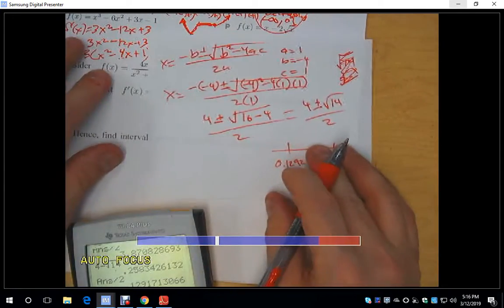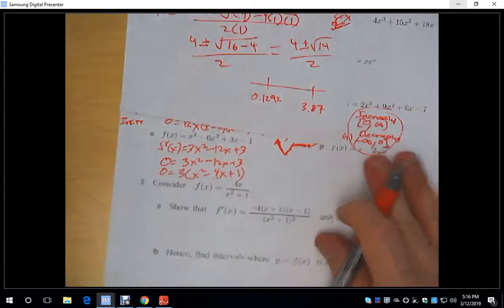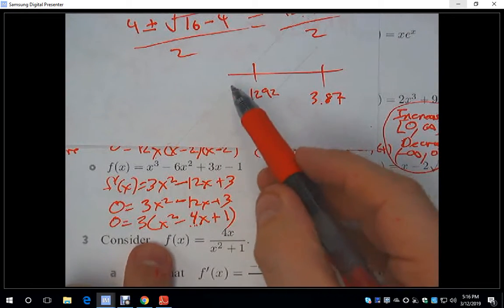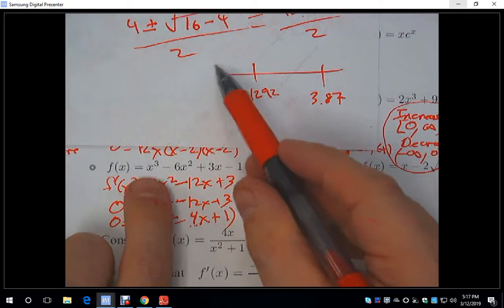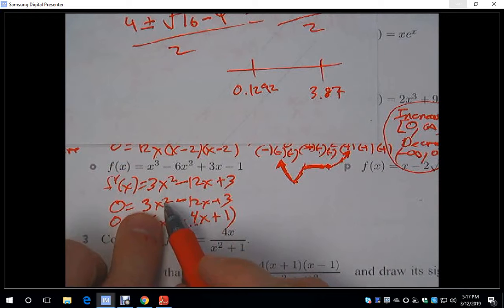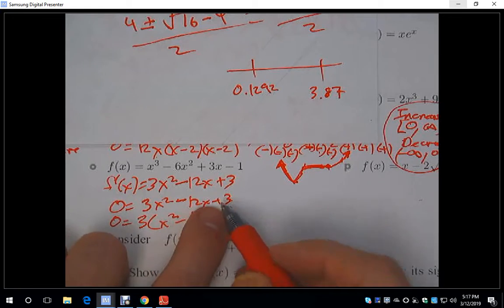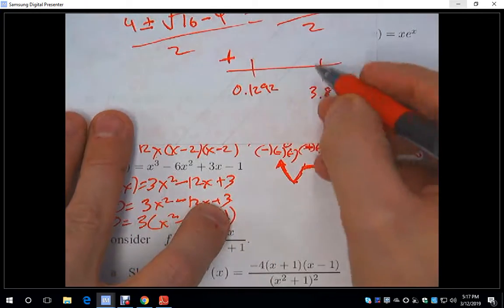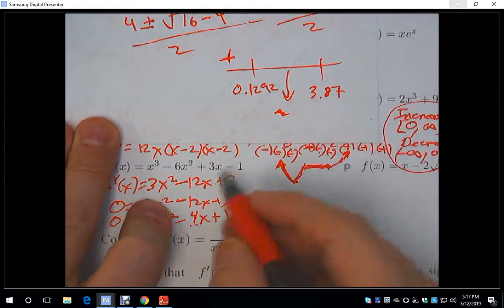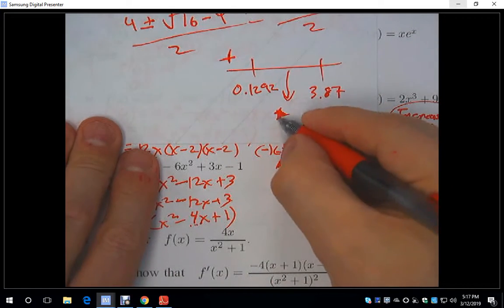So we could do the same thing. Now we have our sign diagram, and then we find some value to the left. We could say, I don't know, 0. If I plug in 0, I have 0 squared, which is 0, times 3, which is 0, minus 12 times 0, which is 0, plus 3. So that's going to be positive on this side. And then some number in between. How about 2? Let's try 2. Even 1 would work. I'm going to try 1. I think 1 is going to be easier.